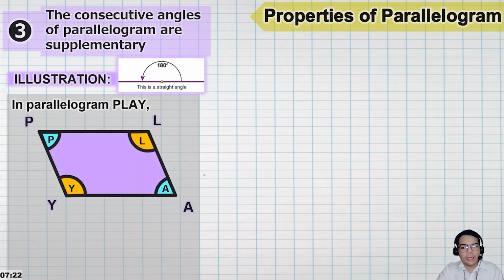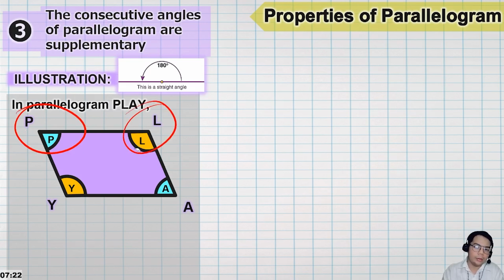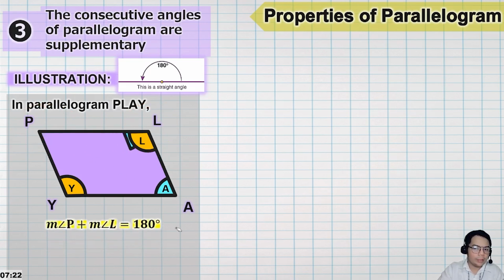So, for example, let's have these following angles. Paano ba tayo maka-identify ng mga consecutive angles dyan? So, one pair of consecutive angles could be angle P at angle L. Itong dalawa. Ayan. So, they are supplementary because if I try to move angle P along angle L, you will notice that it forms 180 degrees or a straight line. That means if I add the measurement of angle P plus the measurement of angle L, they will be equal to 180 degrees. And that is applicable for all of the different consecutive angles inside this given parallelogram.